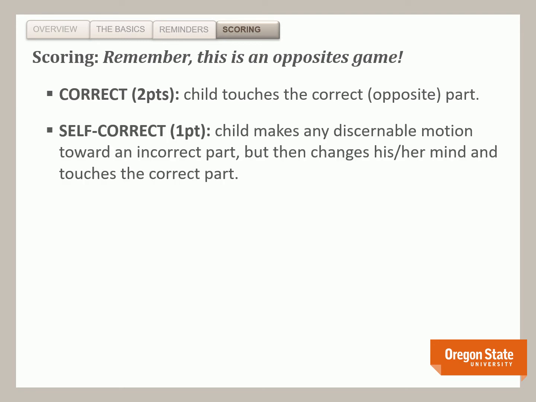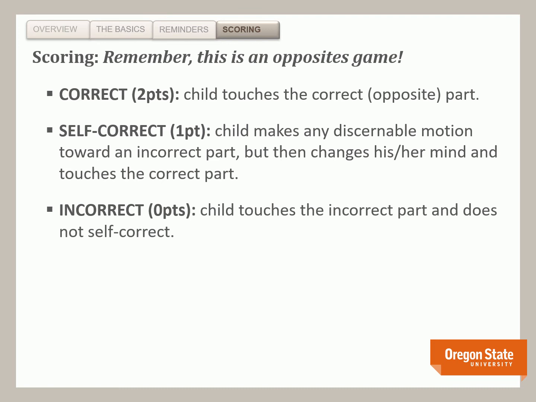A self-correct is any discernible motion towards an incorrect response followed by a change to the correct response. Always make sure you wait for the child to finish all movements before looking down at your copy of HTKS to score. Some children will change their mind, and if this happens while you are scoring, you might not see it. A self-correct is worth 1 point. An incorrect is worth 0 points and is scored when a child touches the incorrect part and does not self-correct.